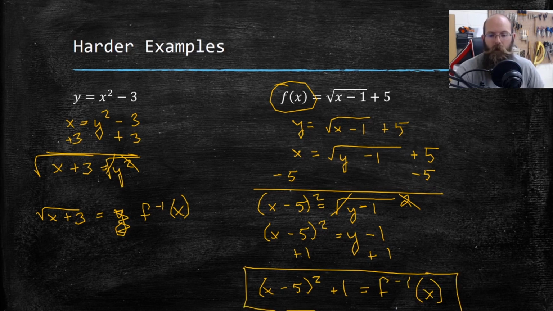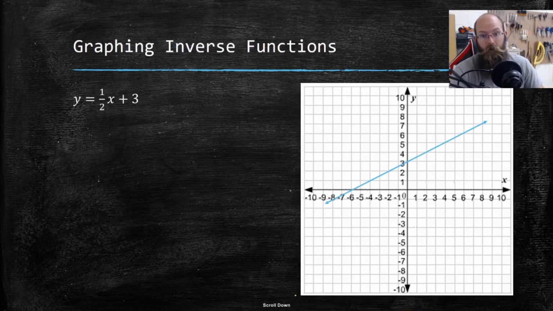Very cool. And last example, I need to graph my inverse function. So first, this is my original. I have to find my inverse. The original is already graphed. So I need to swap my x's and my y's. Then I need to solve for y. So I'm going to subtract my 3.